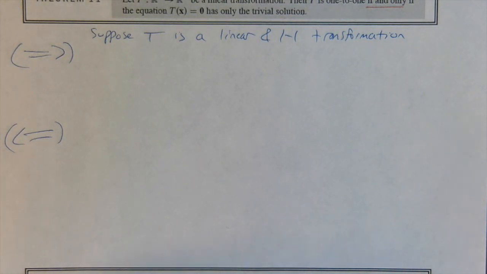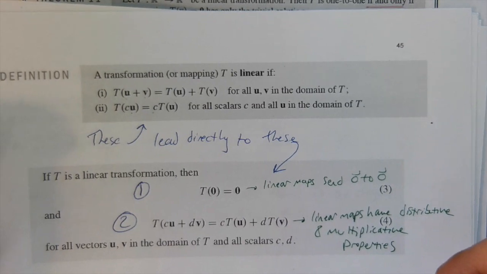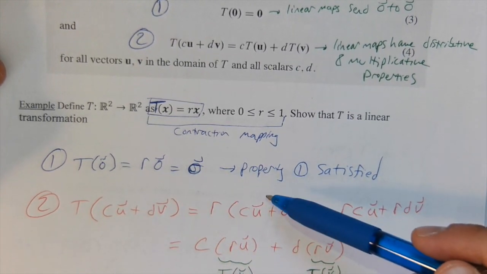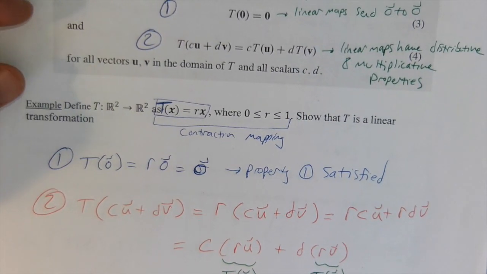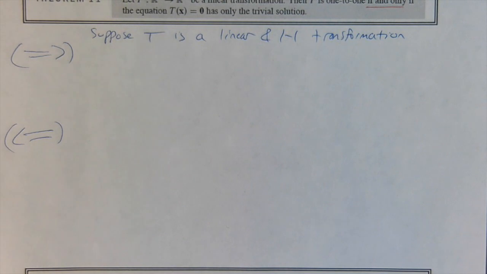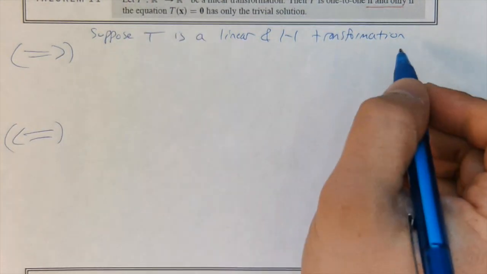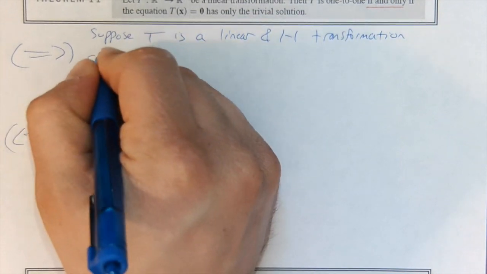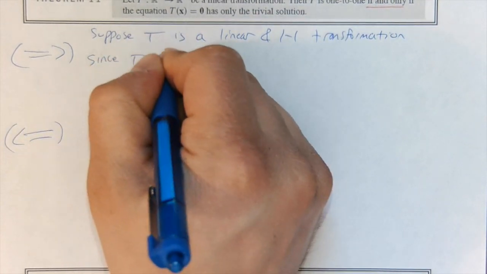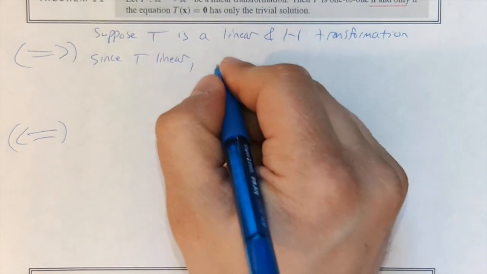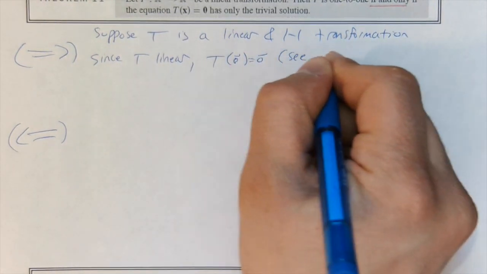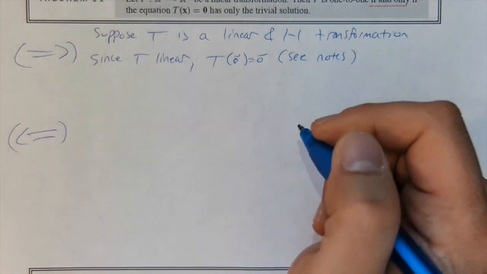So we previously showed on this page that if we have a linear transformation, then this must be true. I'm not going to necessarily do it again, but let me just write that down. So, suppose it's linear and one-to-one. Since T is linear, T of 0 equals 0. And I'm just going to put C notes since we already covered this part of it.